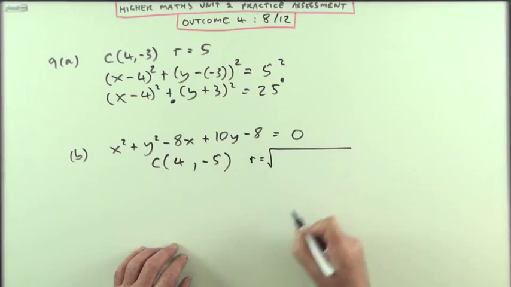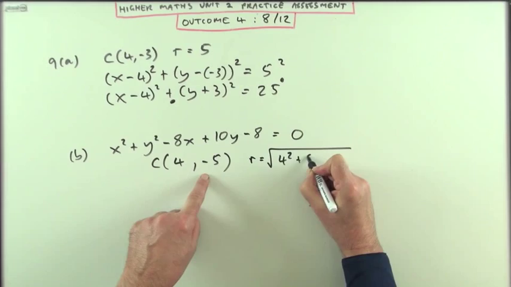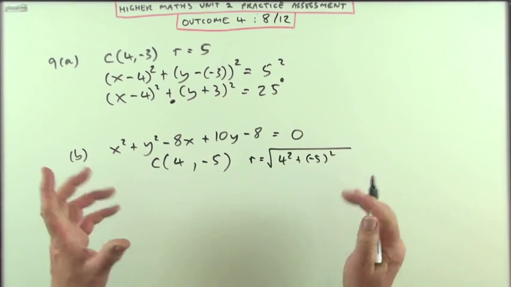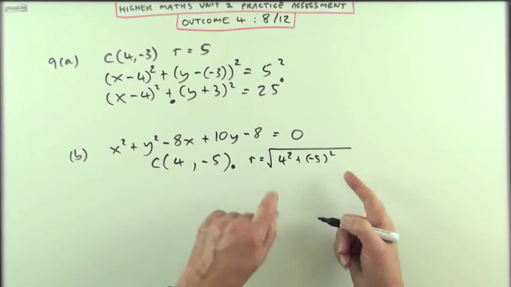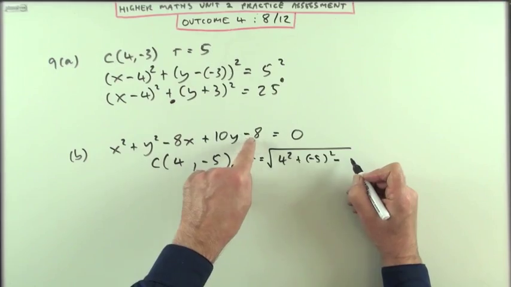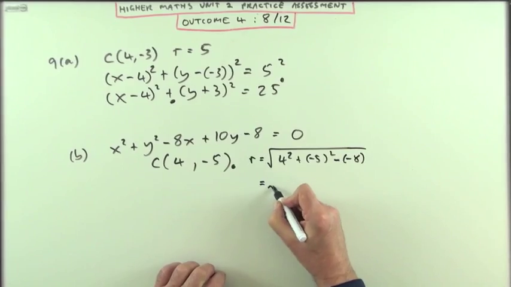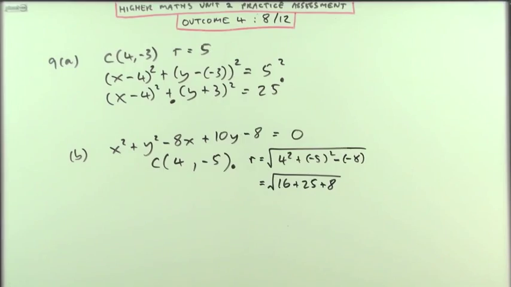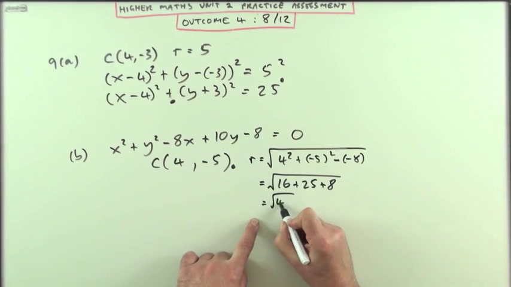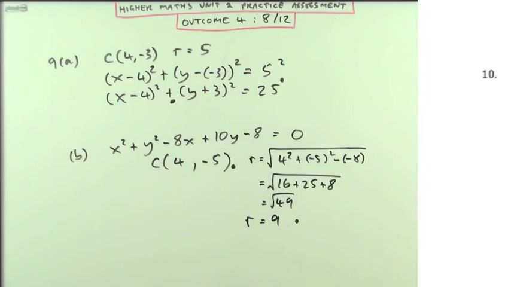Radius, that just comes from the centre squared, take away the number at the end. 4 squared, negative 5 squared. Or if you're feeling brave, just jump straight in with 16 and 25 because there's only 1 mark. There was 1 mark for this and there's 1 mark for this. Minus the number at the end, but be careful if it's a negative. Because if it's a negative, it'll be subtract that negative. So that'll be 16 and 25, but plus 8. And that'll come to 49. Don't leave it as the square root of 49. Finish it off. The radius is 9, and there's your second mark of part B. 4 marks altogether.